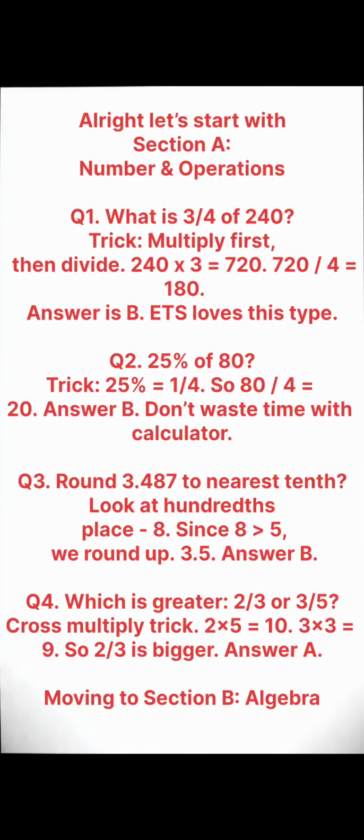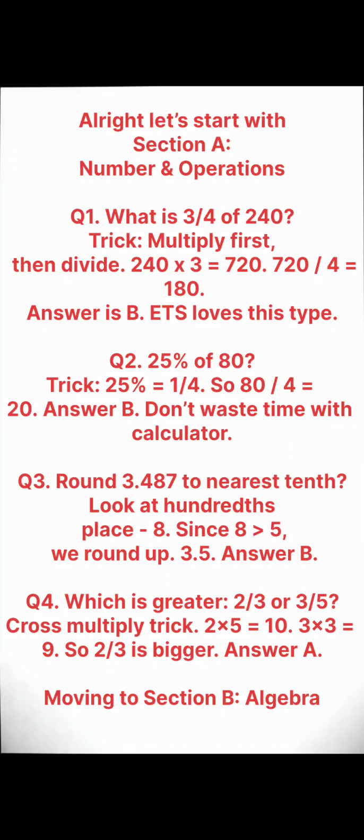All right, let's start with section A, number and operations. Q1. What is 3/4 of 240? Trick: multiply first, then divide. 240 times 3 is equal to 720. 720 divided by 4 is equal to 180. Answer is B. ETS loves this type.